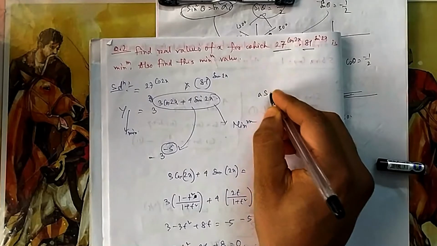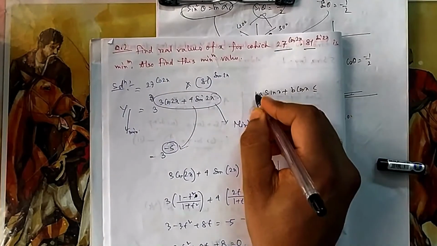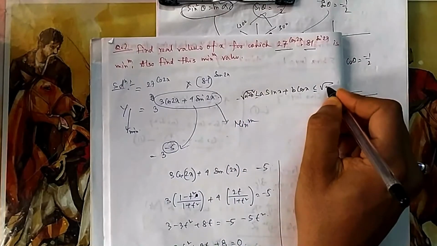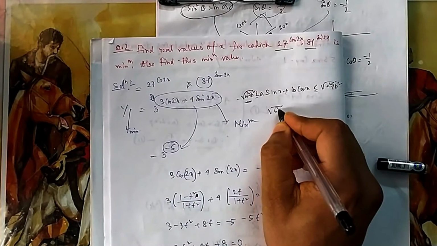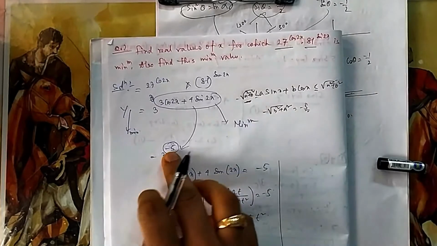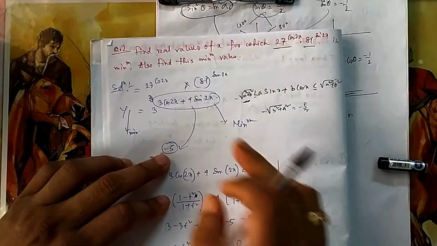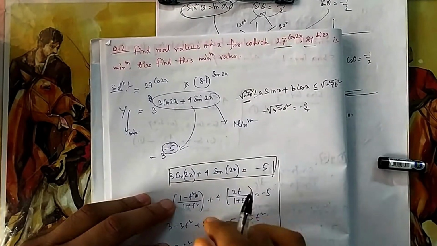Yesterday we have seen it is a sin x plus b cos x. This value lies between minus square root of a square plus b square to plus square root of a square plus b square, as we have seen in the theory. So what will be the minimum value? Minimum of 3 square plus 4 square, that is minus 5. So the minimum is minus 5. Now you need to find x for which it is becoming minus 5. That means this is equal to minus 5.